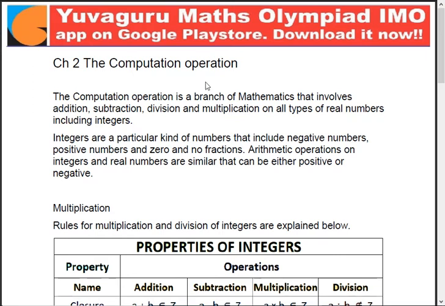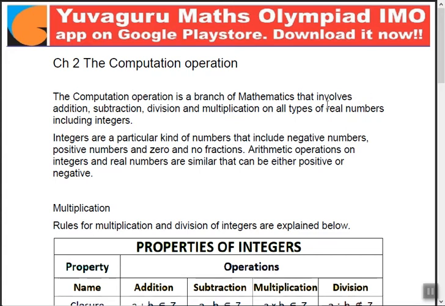Now what is that? The computation operation is a branch of mathematics that involves addition, subtraction, division and multiplication on all types of real numbers including integers. Basically doing these four actions on all types of real numbers.